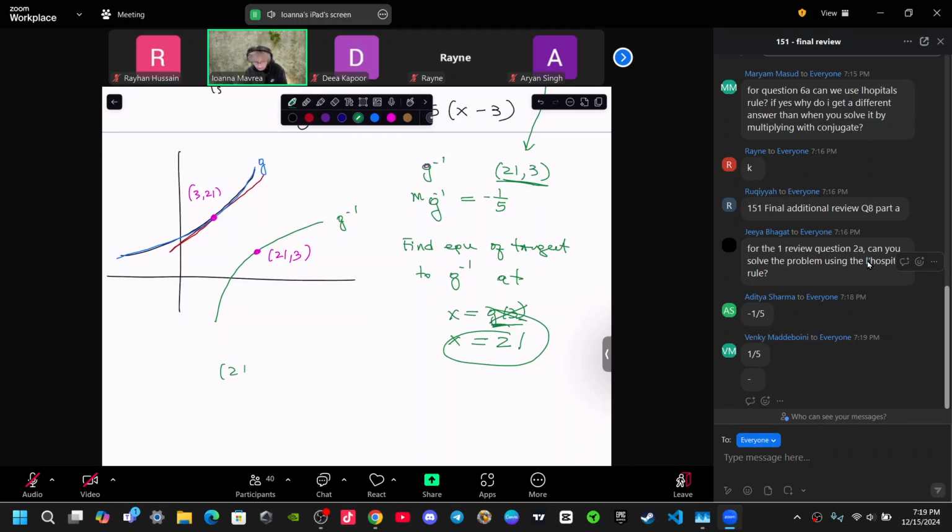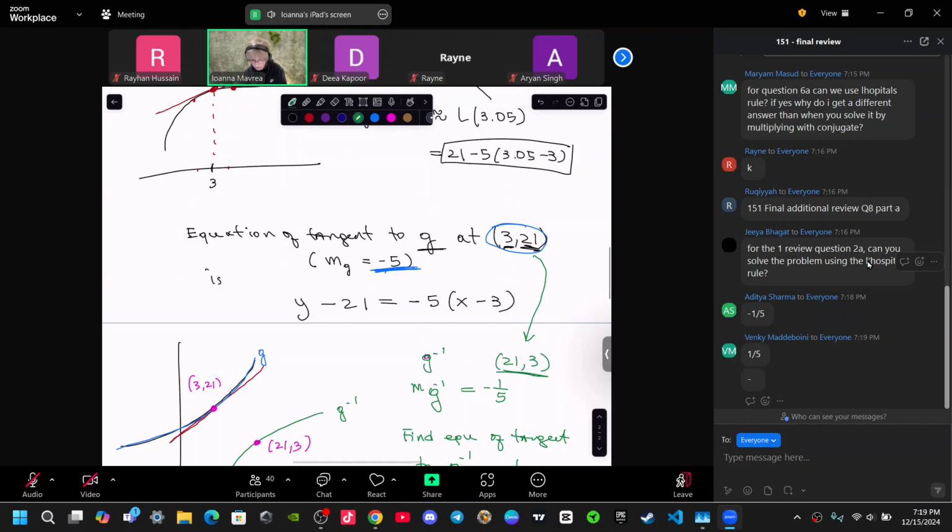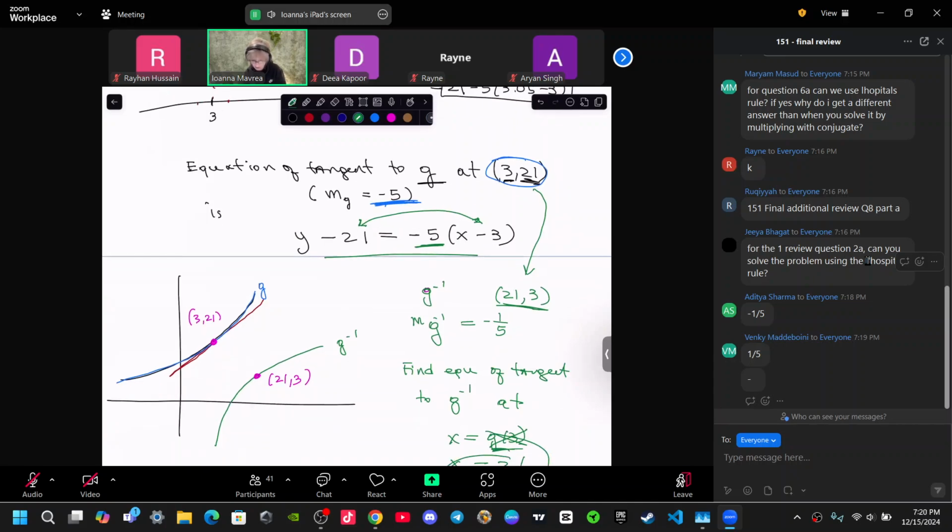So at 21,3. What you do for the inverse, if you have the equation of the regular tangent line to the regular function, for the inverse, you flip the x and the y's. You flip them, right? And you take the reciprocal of the slope, don't change the sign. So the tangent line for G inverse would look like y minus 3 equal -1/5 times x minus 21. Don't forget the parentheses. No, don't change sign.